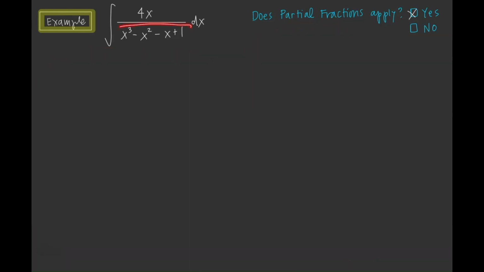So first we'll spend a little bit of time factoring the denominator. Right off the bat, I look to see if I can discover any factors that are obvious. If I plug in 0, that does not turn into a 0, so 0 is not a factor. If I plug in 1, I get 1 minus 1 minus 1 plus 1, and that is 0. So we note that x equals 1 is a zero of the polynomial. So x equals 1 will produce a 0 of the denominator.